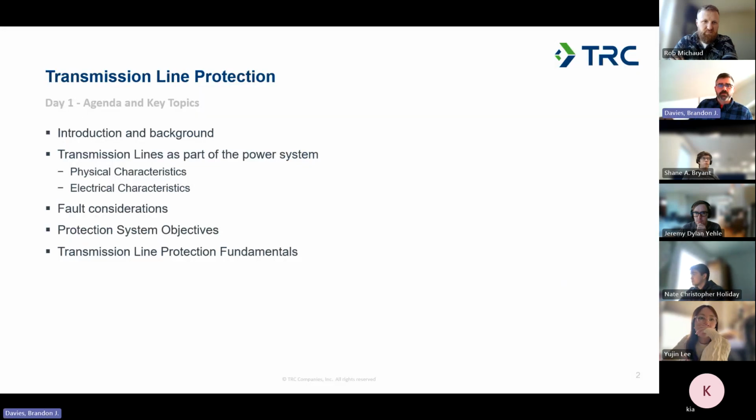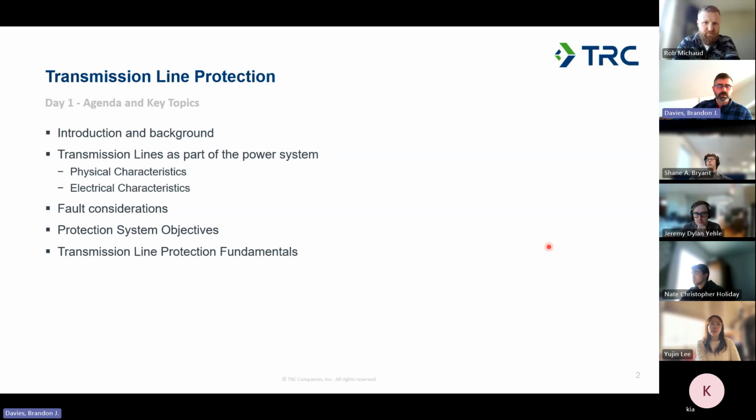Just a quick agenda for today. We'll start out with some introductions from everybody. I'll give a little bit of background on myself. We're going to look at transmission lines as part of the power system. We'll take a look at the physical characteristics and electrical characteristics. Both are important to know about as a protection engineer because you've got to know where your failure modes are, and how the electrical system is going to respond to those different failure modes.